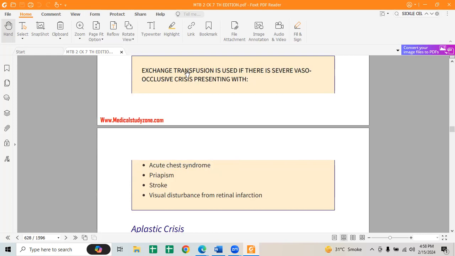For a pain crisis, you don't need it. But in a chest crisis, the patient may die because of hypoxia. The patient may die because of acute respiratory distress syndrome. A stroke patient may die. So these are the real critical things. So these are the indications where you need to do the exchange transfusion. Your homework is: what is exchange transfusion and how is it done?